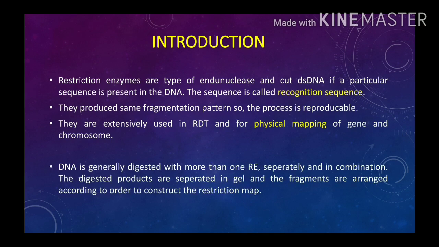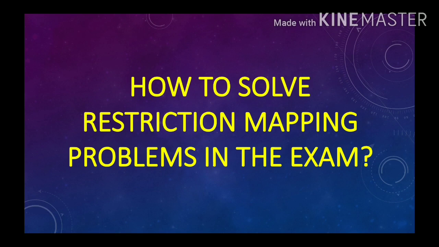In the laboratory, DNA is first digested with more than one restriction enzyme separately and in combination. When they are used in combination, it's called double digestion. After the digestion is complete, the digested products are separated using gel electrophoresis, and from the size of the fragments, the map is generated. Now, I am going to discuss how to solve restriction mapping problems in your examination very easily using these 5 steps.